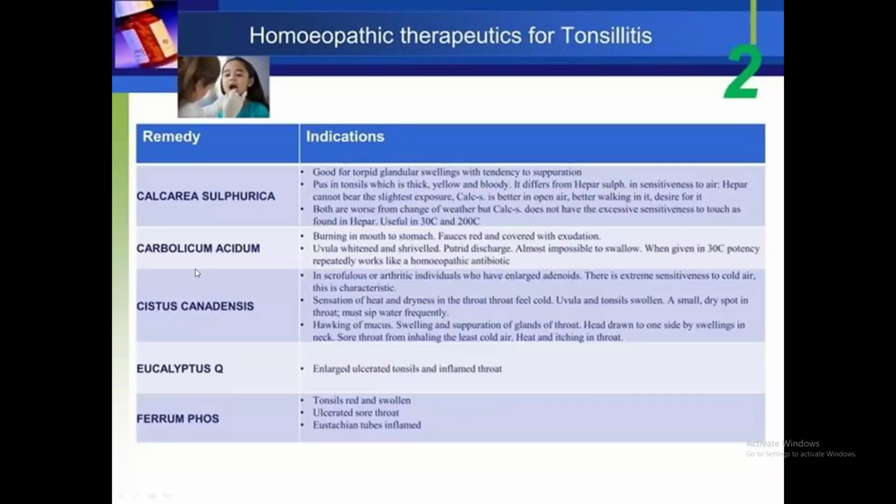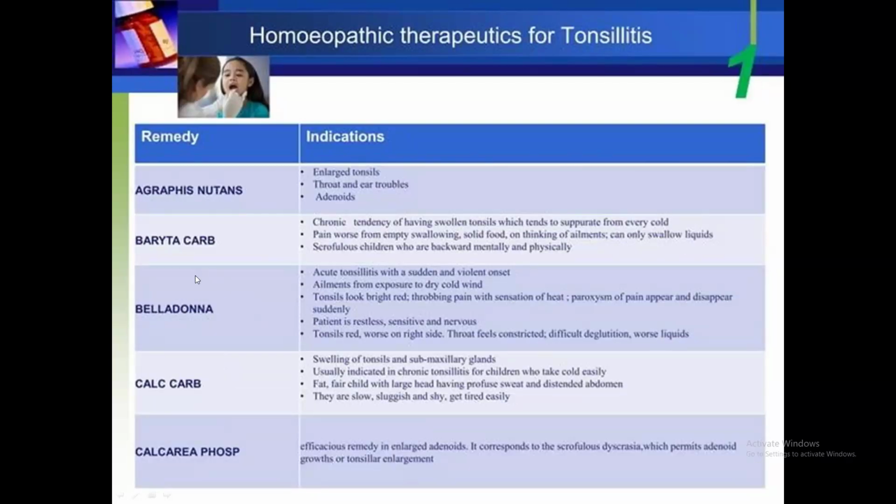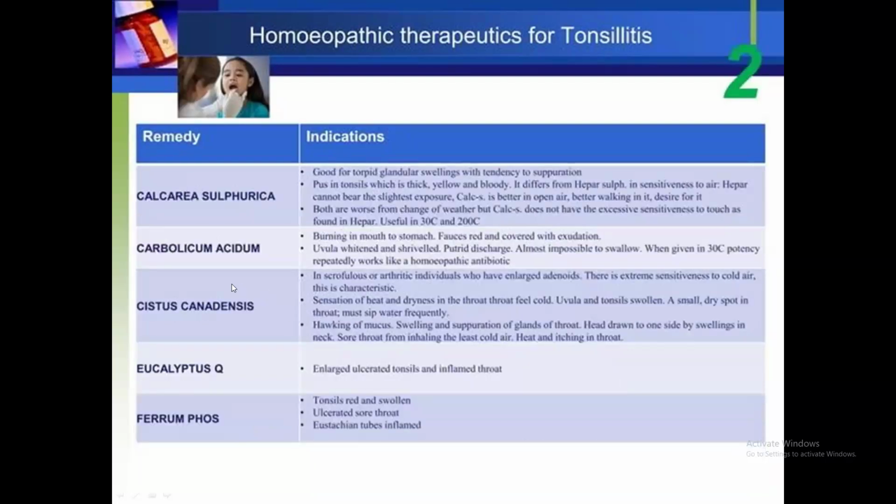Then Calcarea sulf and Calcarea phos. Calcarea sulf is a good remedy for glandular swelling, especially with tendency to suppuration. Then there is pus in the tonsils as well as adenoids with thick yellow and bloody discharge.